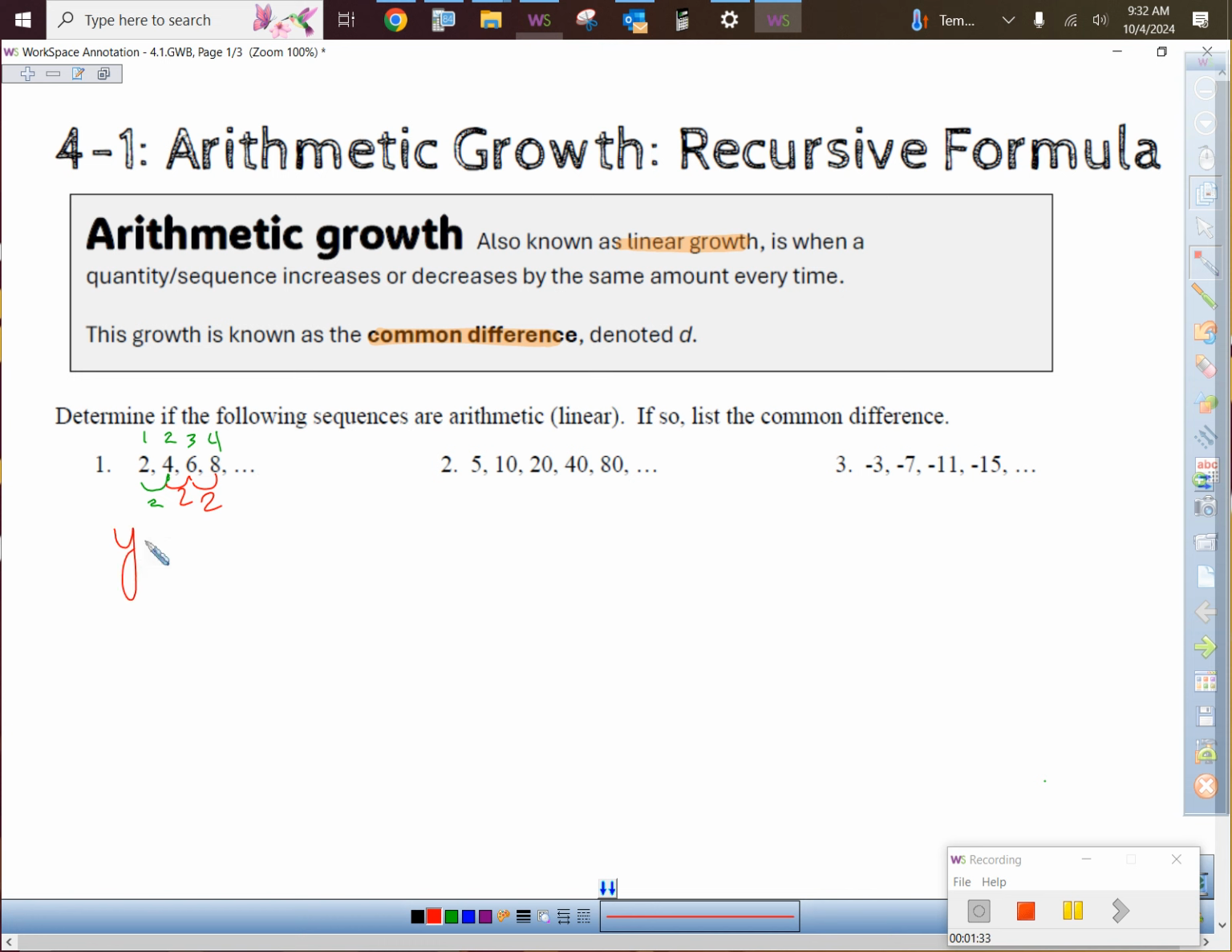So they ask us, will it be arithmetic? So we will say yes. And they want to know what the common difference is. So we'll write D equals, and didn't it go up by 2 every time? D was 2. That common difference was 2.